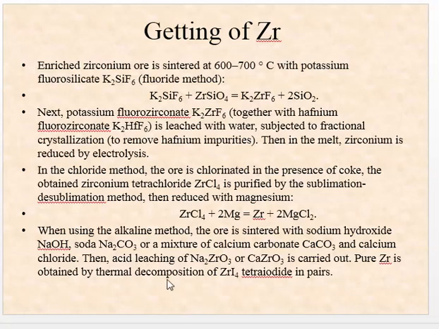But when using the alkaline method, the ore is sintered with sodium hydroxide, soda, or a mixture of calcium carbonate and calcium chloride. Then acid leaching of this compound is carried out. Pure zirconium is obtained by thermal decomposition of zirconium tetraiodide vapors.